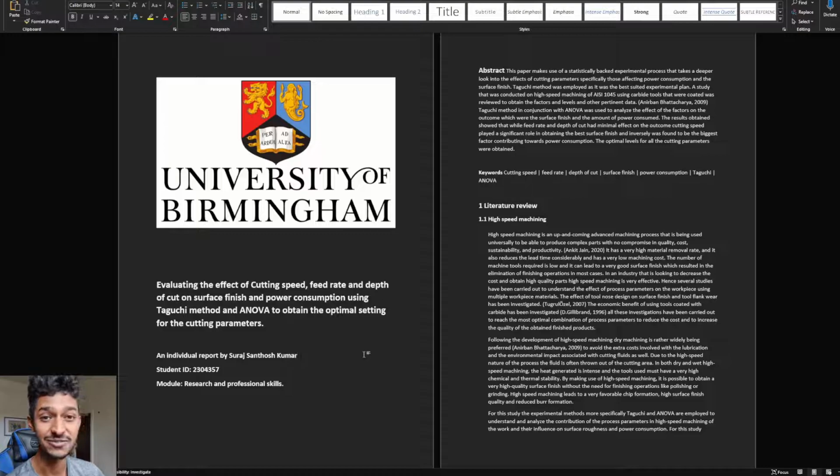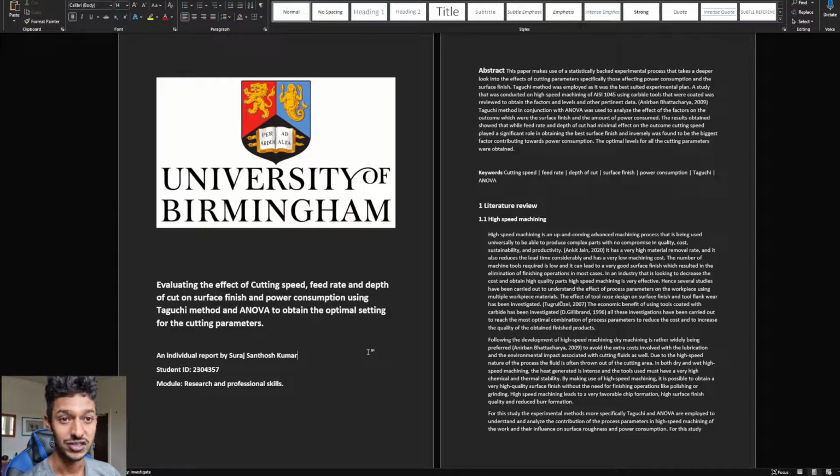Design of experiments is where you try to mix and match all the parameters that you have at hand and try to find out what the best parameters are for any given process. I'm pretty sure that if you're not a mechanical engineering student, you're not going to understand a lot of this. So I'm not going to go into the technicalities of the project itself. Now that you know what the topic of the project was, a journal paper is usually divided into sections.